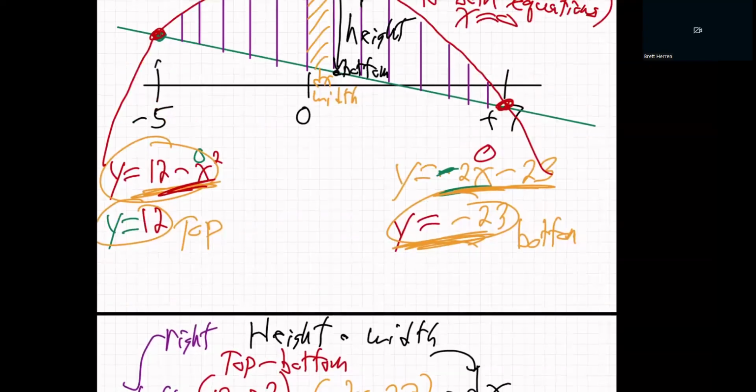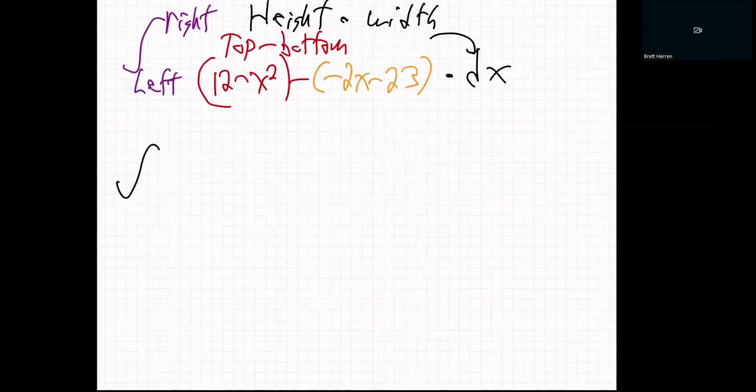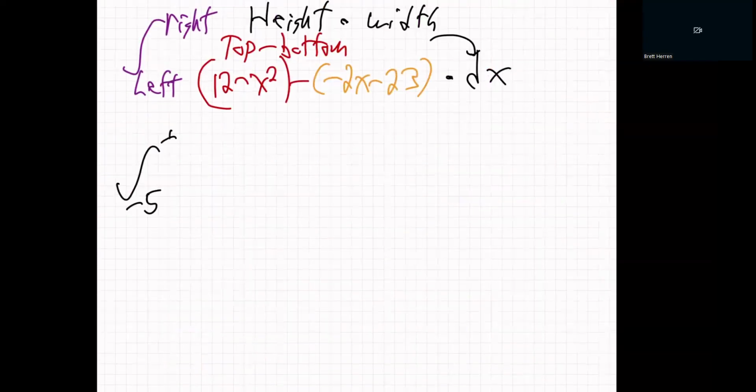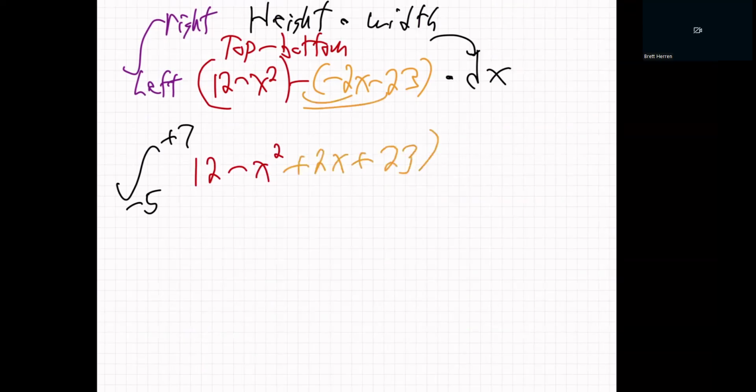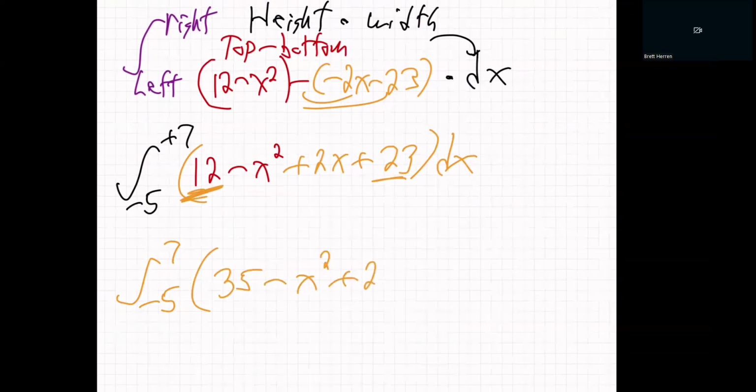And what is left and right? This is left, -5. This is right, +7. So -5 to +7. I'll simplify this. 12 minus x squared. Distribute. That'll be plus 2x plus 23 dx. Last step, -5 to +7. 12 and 23, what is that? 35 minus x squared plus 2x. You can put those in any order, doesn't matter. There we go. That's the integral that'll find the area.